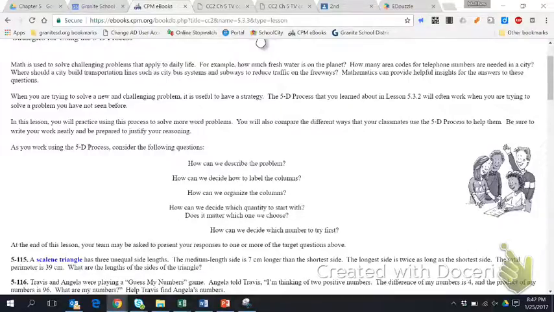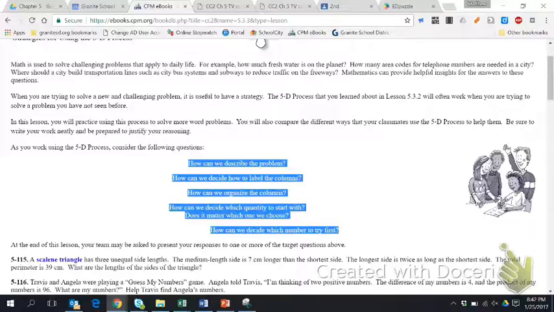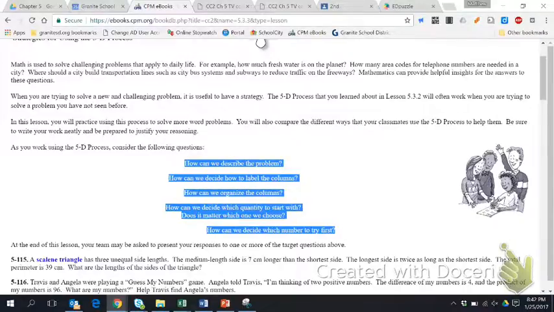When you are trying to solve a new and challenging problem, it is useful to have a strategy. The 5D process that you learned about in 5.3.2 will often work when you are trying to solve a problem you have not seen before. In this lesson, you will practice using this process to solve more word problems. You will also compare different ways that your classmates use it to help them. Be sure to write your work neatly and be prepared to justify your reasoning. At the end of this lesson, you guys will all be asked to write your own answers to these questions.